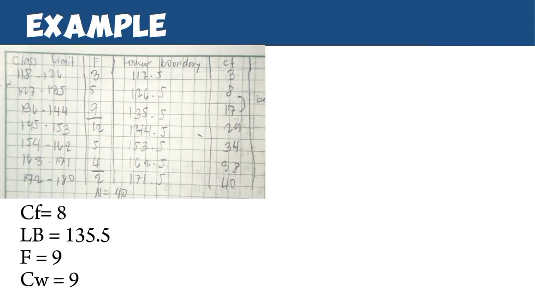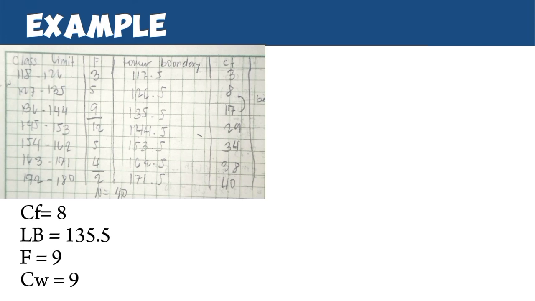The lower boundary is 135.5, because the value of kn over 4 is 10, and 10 falls under the 17. On the line of 17 we have 135.5. So the lower boundary is 135.5. The frequency is 9, because it is on the line of 135.5. Last, the class width is 9, because we subtract 127 minus 118, which is equal to 9. So the class width is 9.